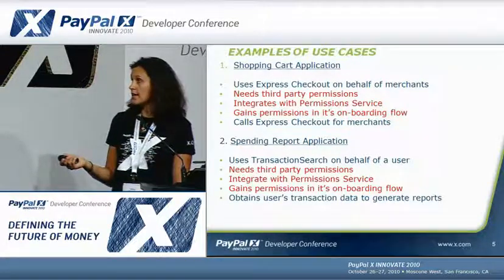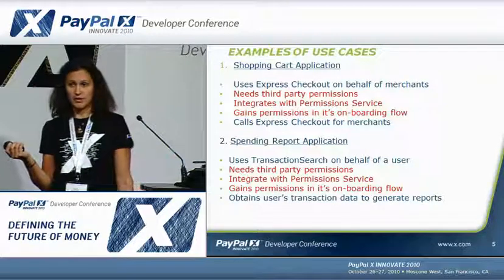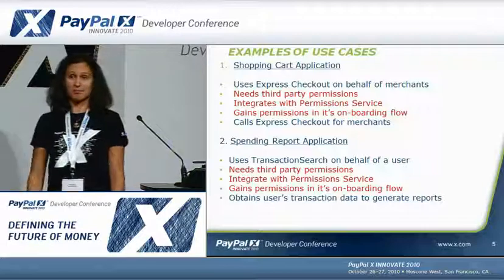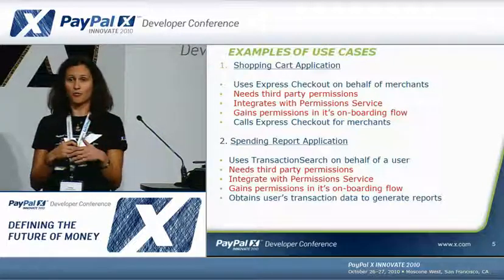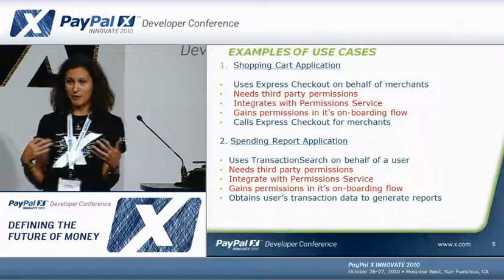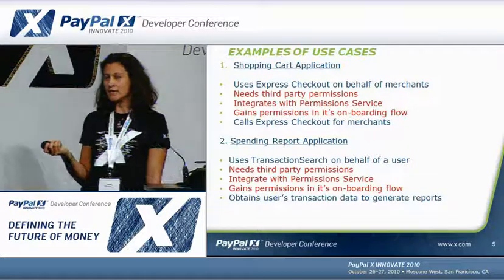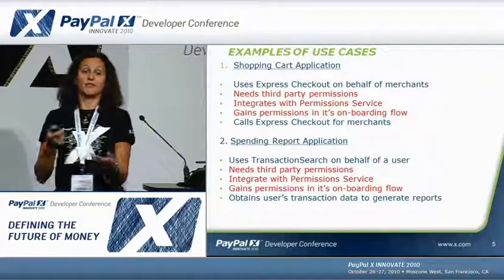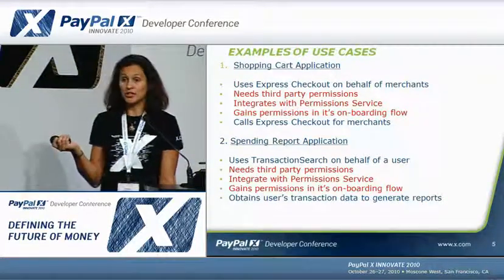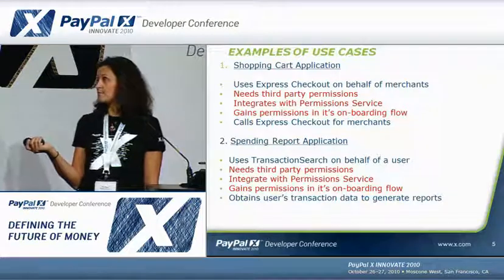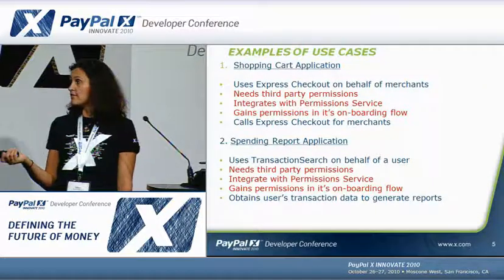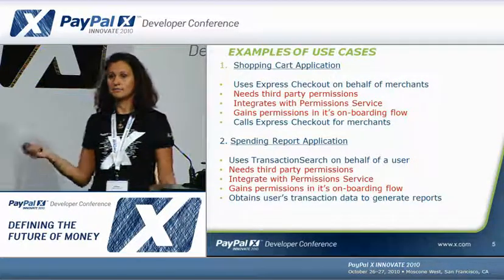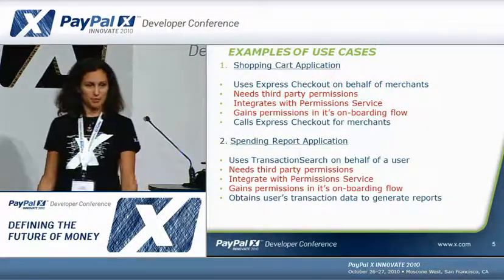Another example is a spending report application. If I'm an end consumer and I would like your app that provides a nice spending report of where I spend my money with PayPal, typically I will need access to transaction search, to your customer's transaction search. And for that, again, you'll need to gain third-party permissions from your customer. You'll integrate with permission service, you'll gain permissions without leaving your app, and off you go generating the reports for your customers.